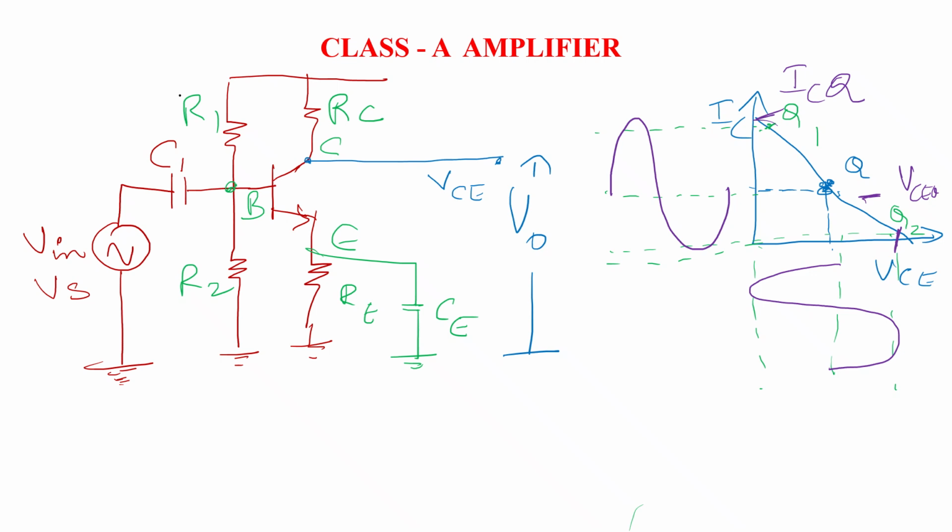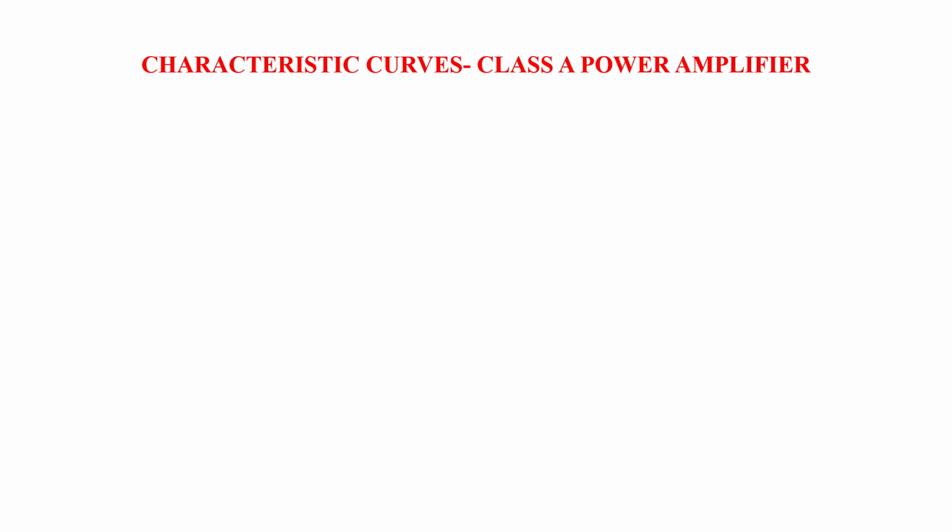So this kind of classification is a Class A power amplifier. The characteristics we have also observed. The next category is under Class A amplifier. We have two types of Class A power amplifiers: one is direct coupled, the other is transformer coupled Class A power amplifier.